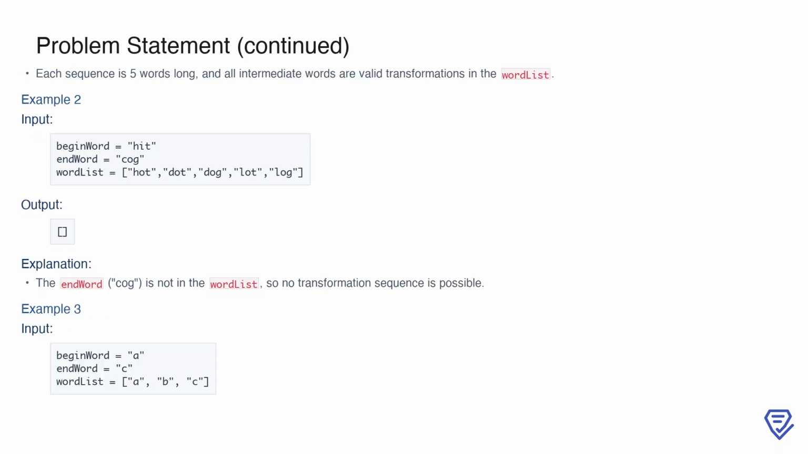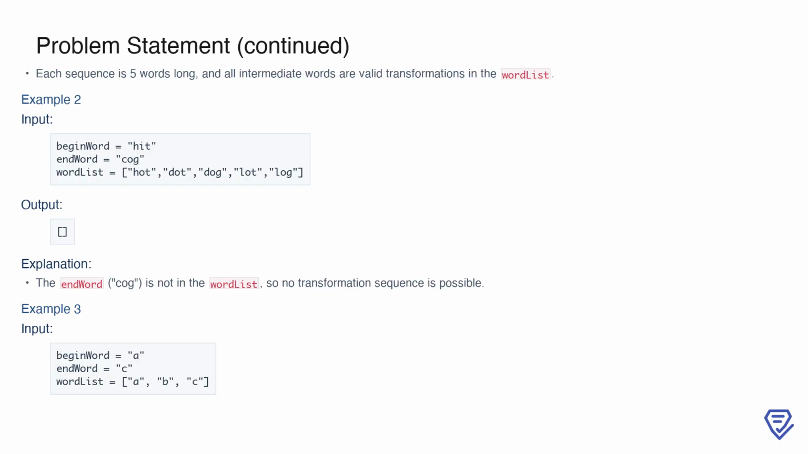Continuing with the examples, let's consider another input. If the beginWord is still hit, the endWord is cog, but this time the wordList is hot, dot, dog, lot, log. Notice that cog is missing from the list. In this case, the output would be an empty list because no valid transformation is possible.